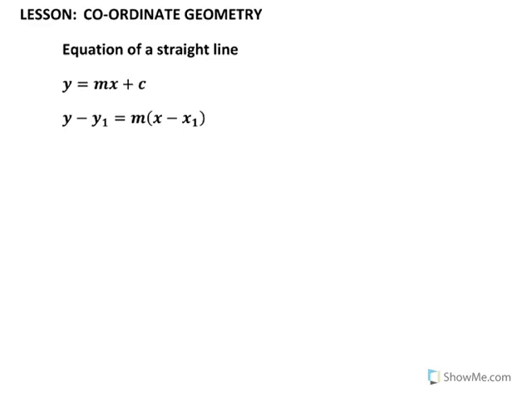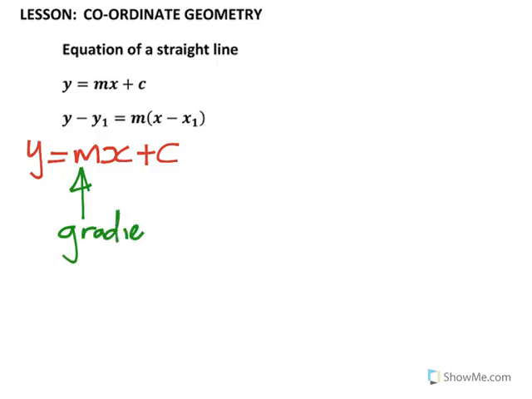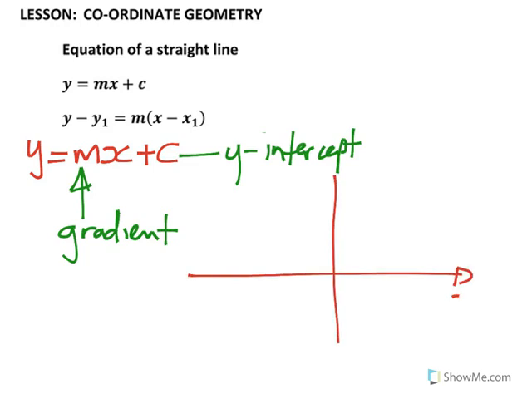The first one that I want you to always know when it comes to the equation of a line is y is equal to mx plus c. What is that? The simple one is m is the gradient, remember, and c is the y-intercept. So if I draw a Cartesian plane like this and say this is x and this is y, and then I draw a line like that, that particular point here is your c. It's called the y-intercept, where it cuts the y-axis, and the gradient is m.